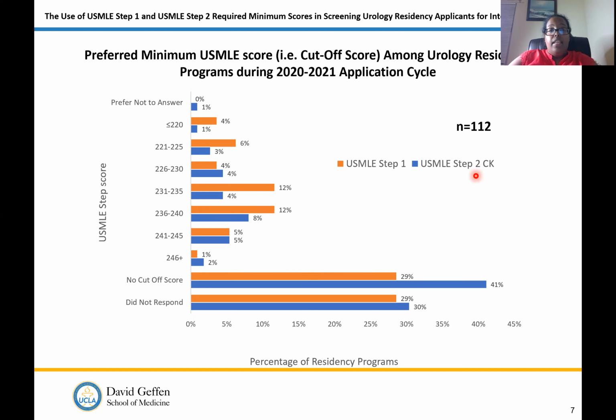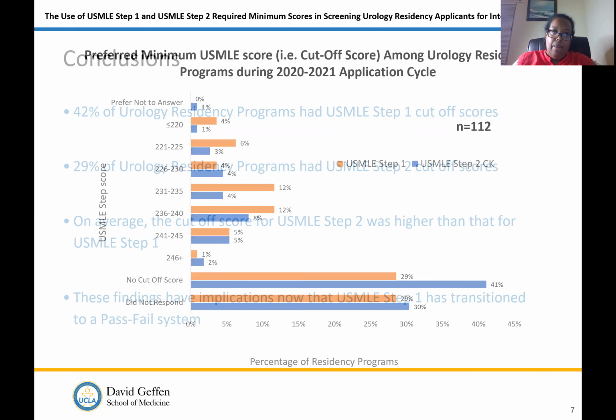Of those that said that there was a cutoff score, the peak range for Step 1 was between 231 and 240. For USMLE Step 2, the peak range was between 236 and 240.